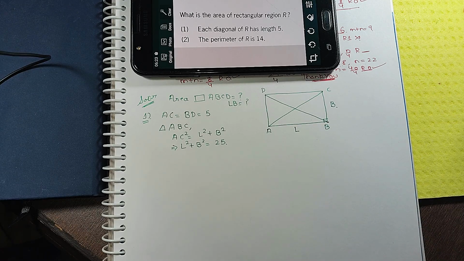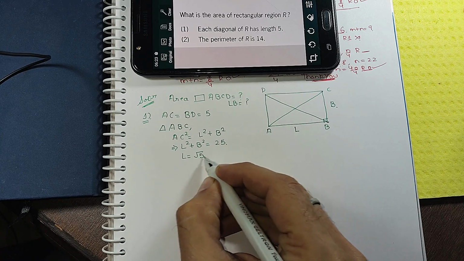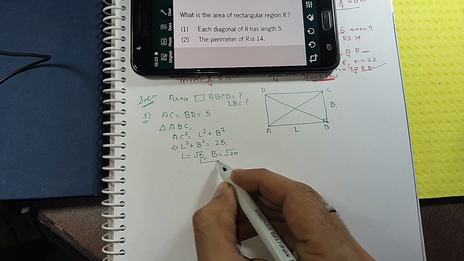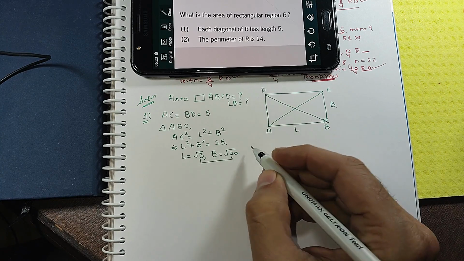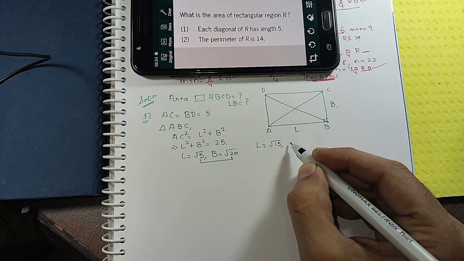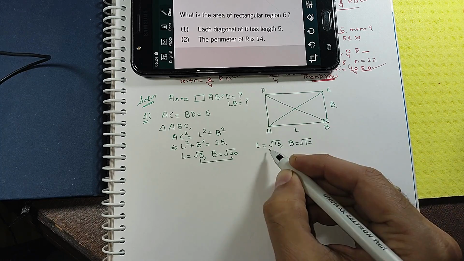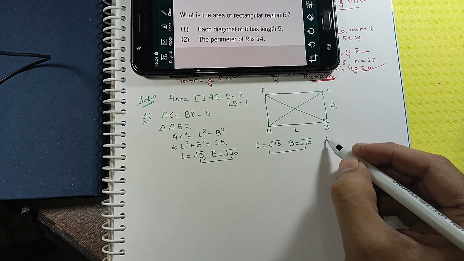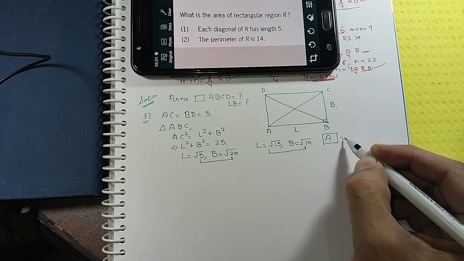For example, let us suppose L is equal to root of 5 and B to be equal to root of 20. So when I square it, this will become 5 plus 20, so 25. Another scenario can be where length is root 15 and breadth is root 10. So this will also give me a sum of 25 when their squares are added. So I can say that statement A is not sufficient to answer my question.